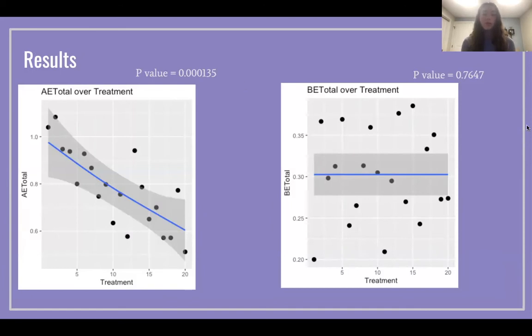Here, we have the two most important graphs for our results. On the left, AE total over treatment, and on the right, BE total over treatment. For the left, it's important to note that as treatment time goes on, the AE total, or total number of aphasia-related errors, decreased over time. On the right, BE total over treatment remains about the same, as the results were scattered throughout treatment time.